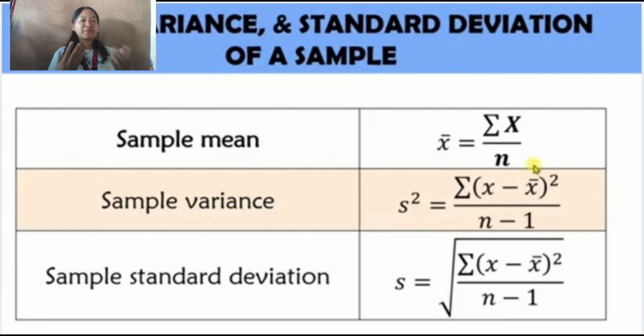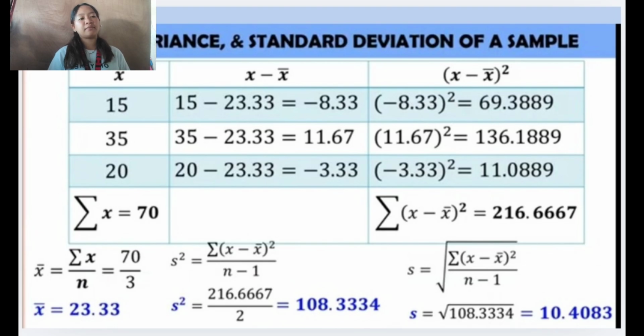So, let's proceed to the mean, variance, and standard deviation of a sample. The formula for the sample mean is: sample mean equals summation of x over small n. The formula for the sample variance is s squared equals summation of x minus sample mean squared over small n minus 1. And the sample standard deviation is s equals square root of summation of x minus sample mean squared over n minus 1.